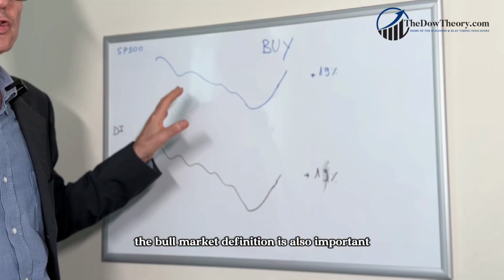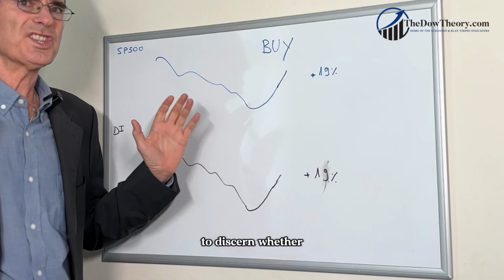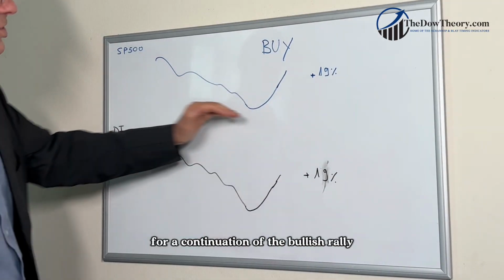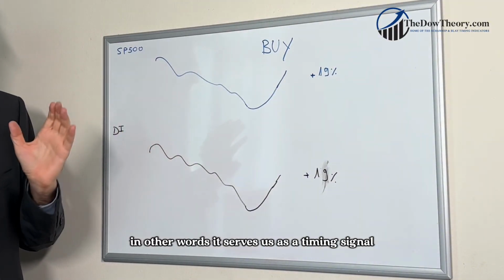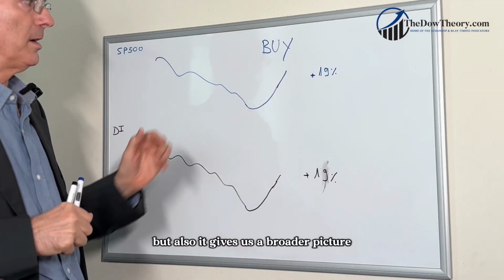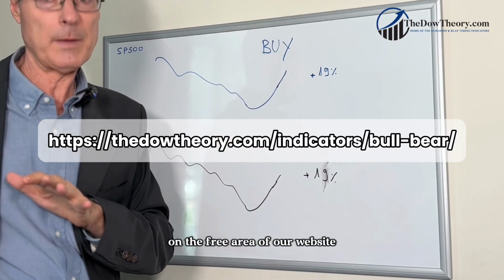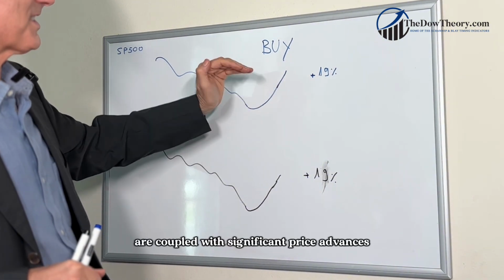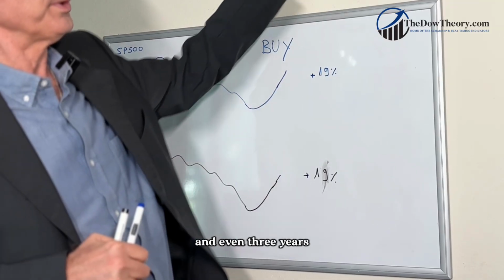The bull market definition is also important because it gives us the framework to discern whether the odds are high or low for a continuation of the bullish rally. In other words, it serves us as a timing signal, but it also gives us a broader picture. Because bull definitions, you can explore this further on the free area of our website, are coupled with significant price advances over the next 1, 2, and even 3 years.